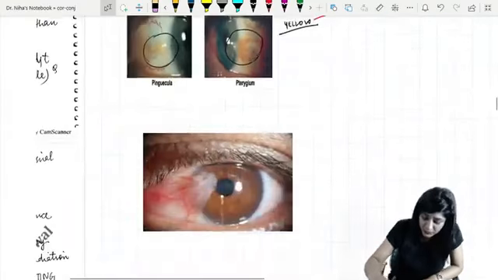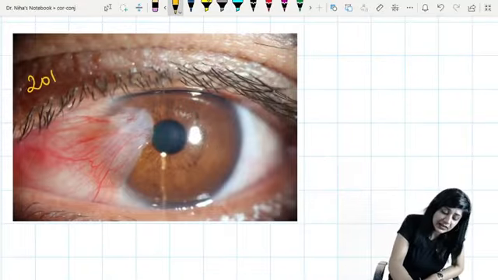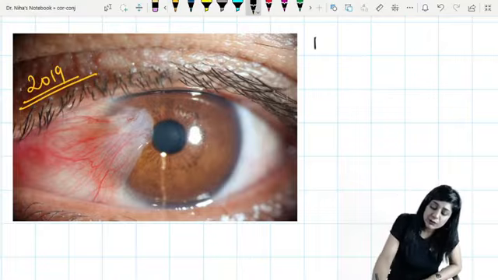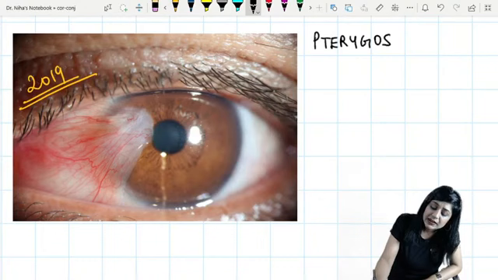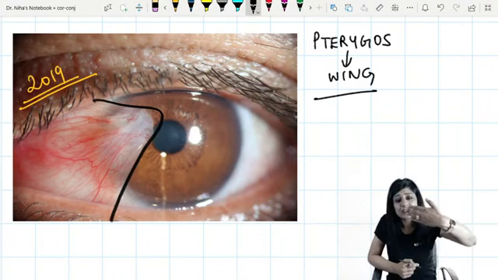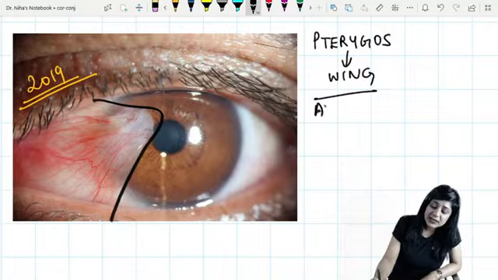Now see one more picture of pterygium. This was asked in 2019 also. So the word pterygium is actually formed from the word pterygos, and pterygos means wings. So this is a wing-shaped fold of the conjunctiva which is coming over the cornea. It is pressing the cornea. So basically it is causing astigmatism, right?